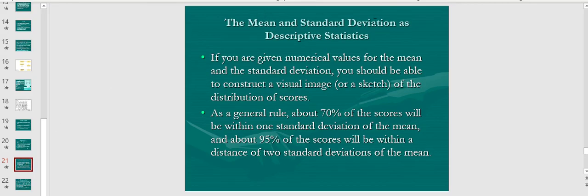Mean and the standard deviation as descriptive statistics. If we are given numerical values for the mean and the standard deviation, we can construct a visual image or a sketch of the distribution of the scores. As a general rule, about 70% of the scores will be within one standard deviation of the mean, and about 95% of the scores will be within the distance of two standard deviations of the mean.